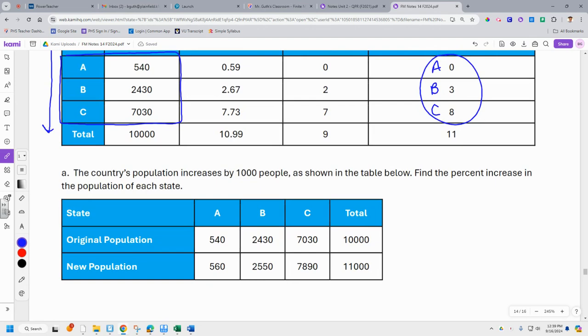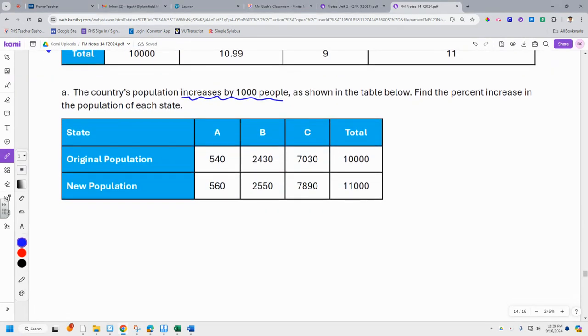The country's population increases by 1,000 people, as shown in the table below. Find the percent increase in the population of each state. Percent increase, you would have talked about in algebra class, or percent change, whether it's increase or decrease. But the percent change, in this case increase, is always going to be change over original. That's how you would find the percent change, the percent increase.